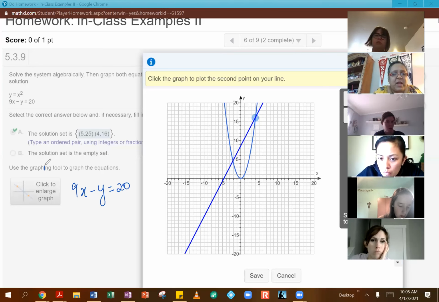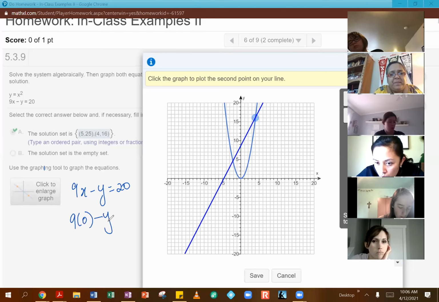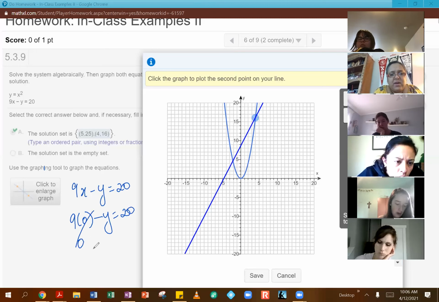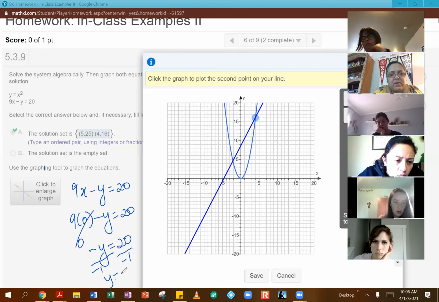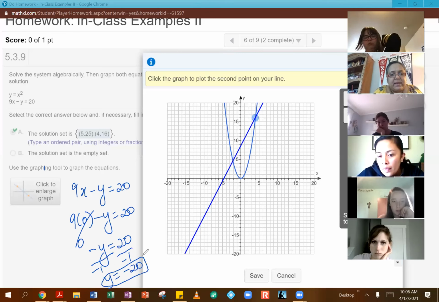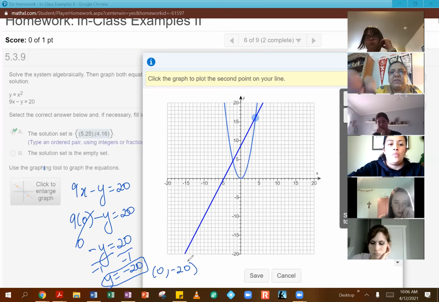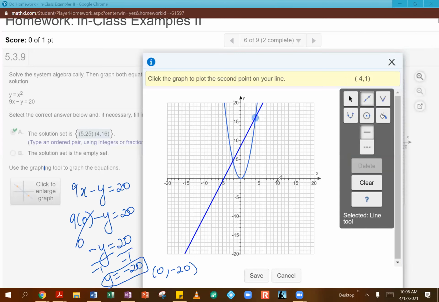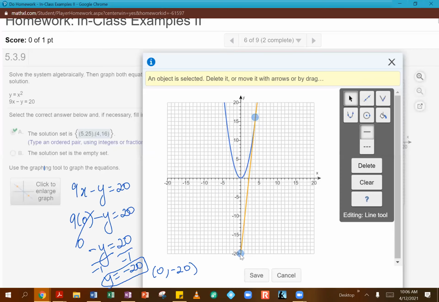Keep it simple, guys. What I would do is literally just make my x value 0, because that would give you your y-intercept, and then see what you get for the y value. So this guy becomes 0, so he's basically gone. You're left with -y equals 20. Just divide by -1 and you get y equals -20. So that would be the ordered pair of 0, -20. And since we do have a grid of 20 by 20, you can actually use 0 and -20 as an ordered pair.